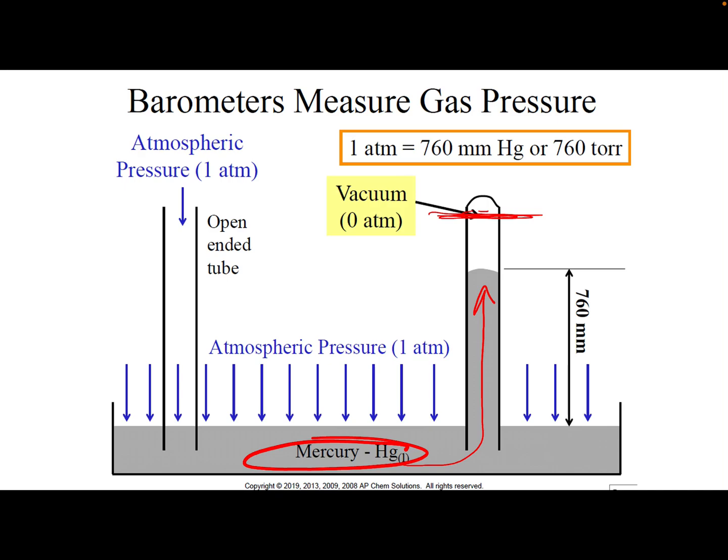tube. So this conversion here is one that you will need to use in the course. And we'll check your reference sheet to see if that's on there. But 1 atmosphere is equal to 760 millimeters of mercury, or 760 torr.